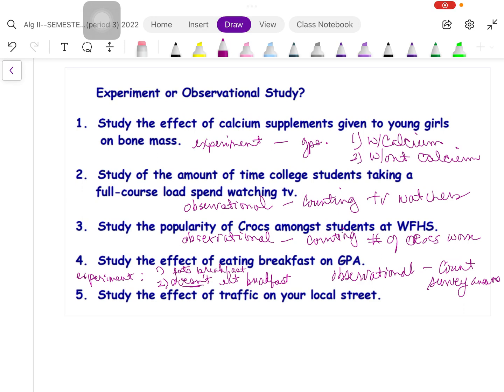The last one, I'm going to study the effect of traffic on our local street. Would you run an experiment or an observation? That again would be observational. I would just go out and count the number of cars that pass by my street. That would be difficult to divide the cars into two groups, groups that are not on your street and groups that are on your street. So observational would be the best there.